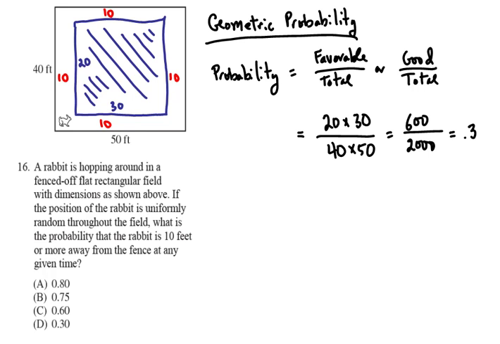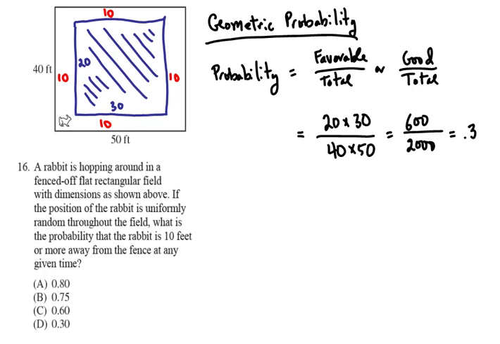Now maybe from my picture it looks like it should be more than that, but if I were to have drawn this proportionally, the 10 feet on the top and the bottom would be a lot more in comparison to the 20 feet in the middle. So if I drew it proportionally, then you should see that it is roughly 30% of the total area.